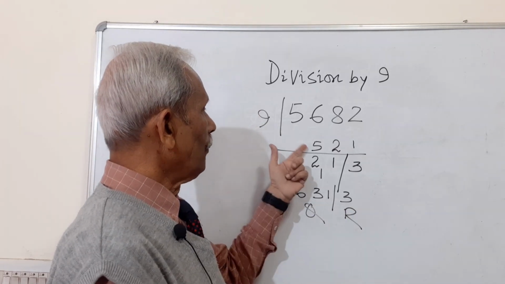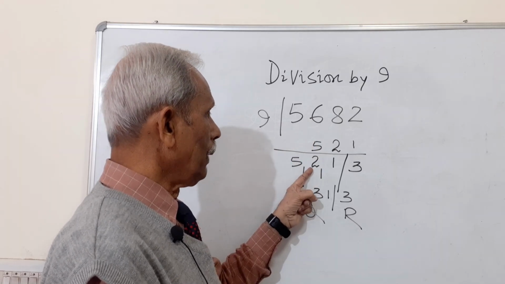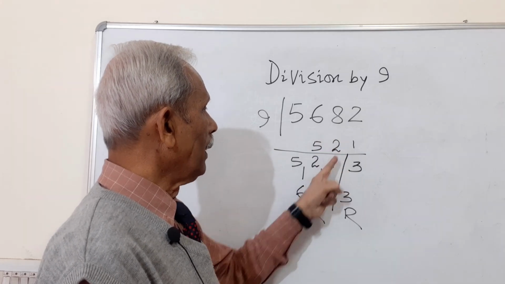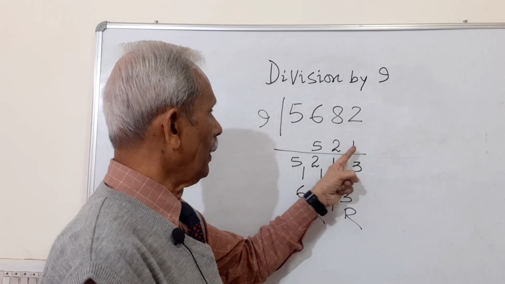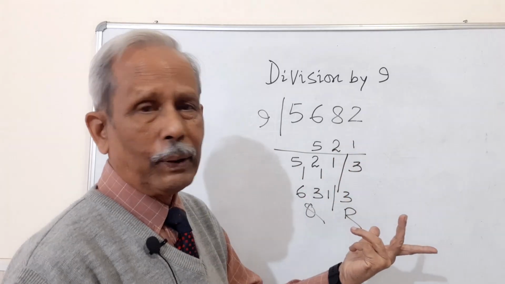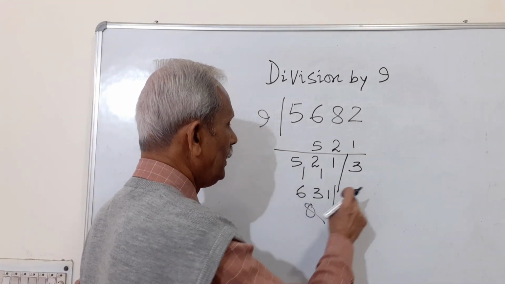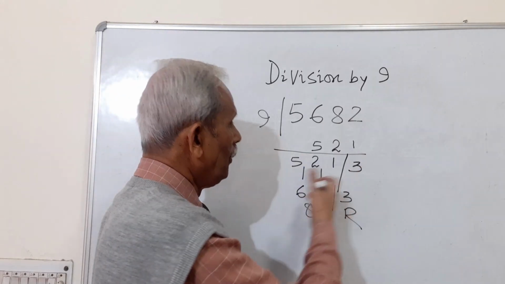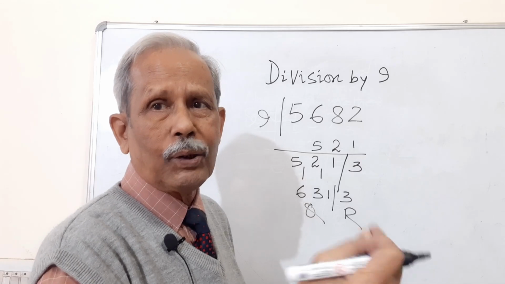5. 5 into 1, 5. 6 plus 5, 11. 9 goes once, 1 here, 2 remaining. 2 into 1, 2. Write down 2 here. 8 plus 2, 10. 9 goes 1 time. What's remaining? 1. 1 into 1, 1. 1 here. 2 plus 1, 3. So 3 is the remainder because 9 doesn't go into it. So ultimately 5 plus 1, 6. 2 plus 1, 3. 1 and 3. This is the quotient and this is the remainder. So this is a bigger problem which you have done without remembering any multiplication table at all. Just only 1 or 2. That's all.